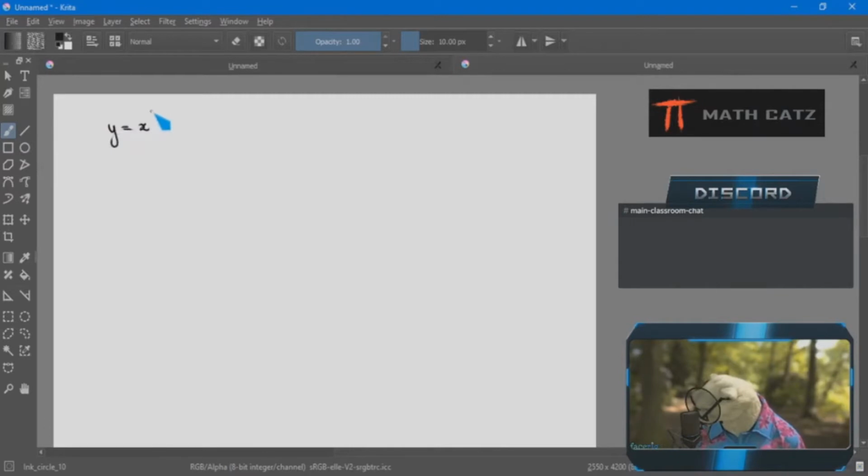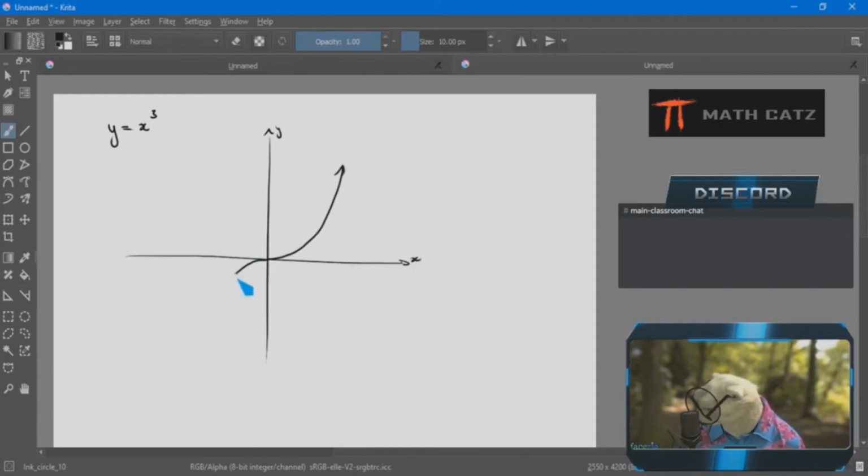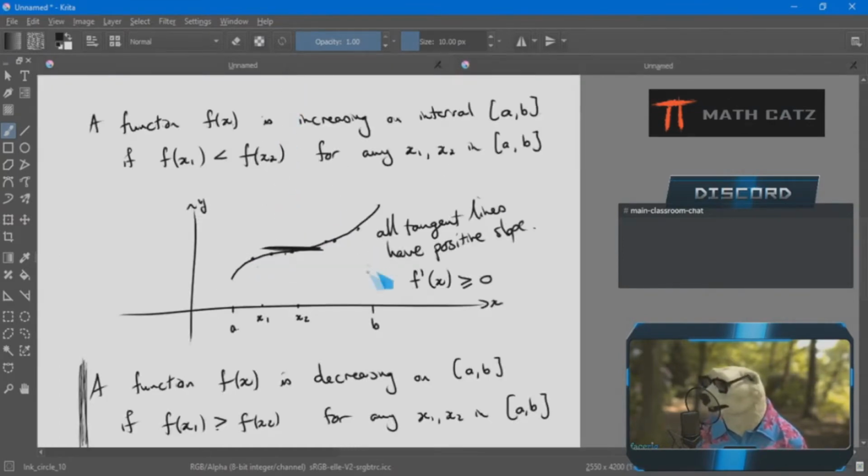Let's look at y equals x cubed. I know what the graph looks like, or I should. It is perfectly flat in the center. Yet from left to right, compare any 2 points. Any 2 points, I'm always going up. It's increasing for all x values. Yet there is a flat spot, and then it picks back up. And that's okay.